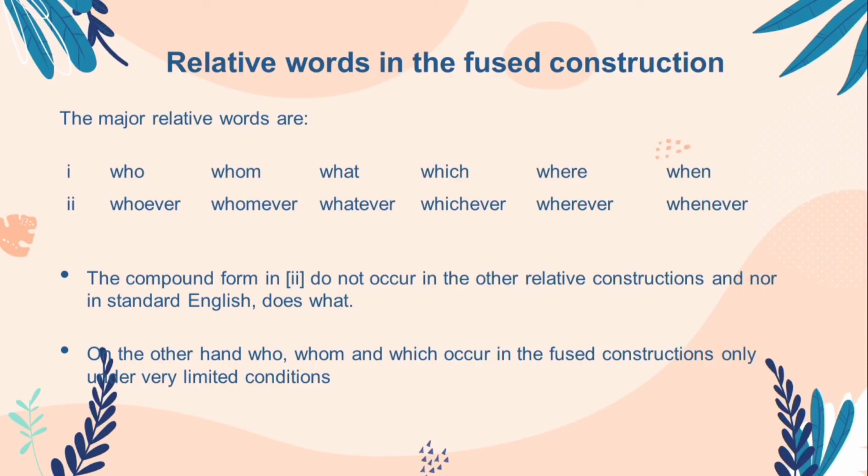And the compound forms in the second bar do not occur in the other relative constructions, nor in standard English. On the other hand, who, whom, and which occur in the fused construction only under very limited conditions.